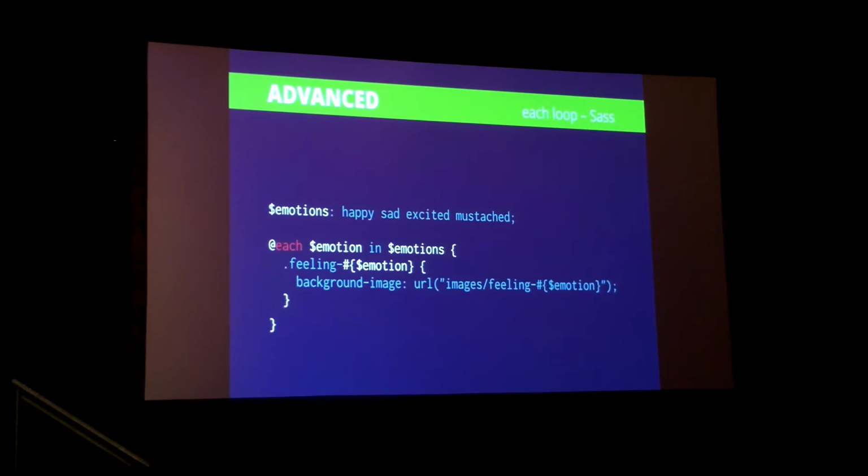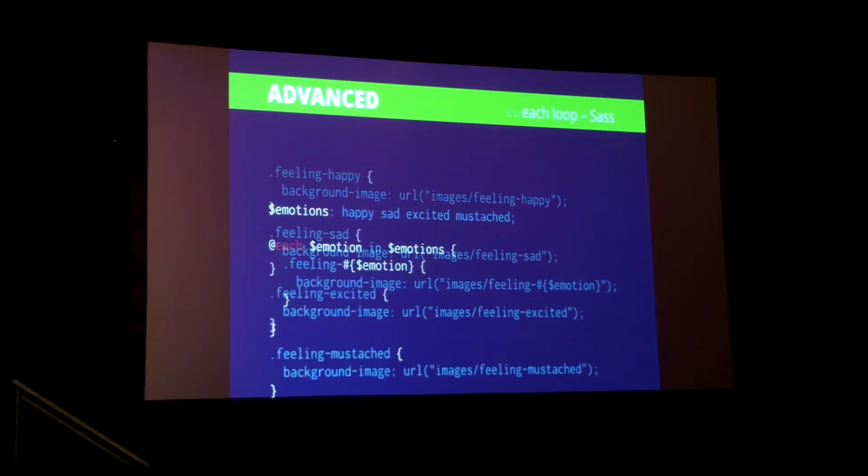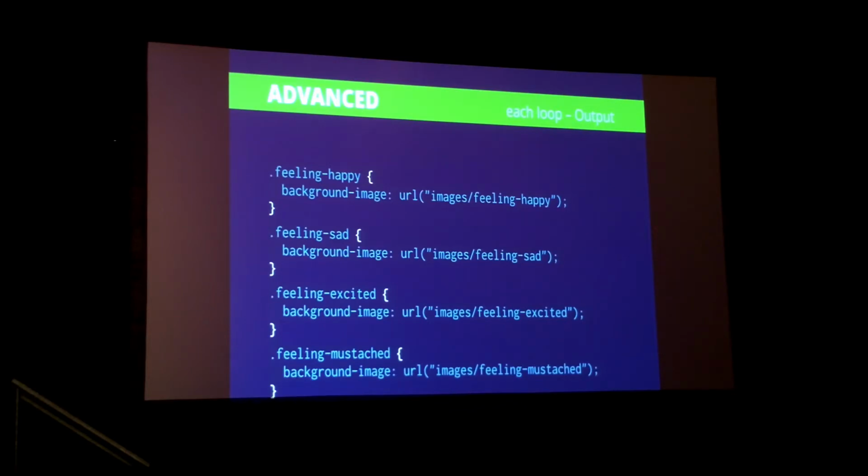Don't render exactly that. And then we're going to create a background image with some images that again have feeling and whatever the emotion is. And again, we're using interpolation to pull in those values. So when it spits it out, that's what we get. We get a class for feeling happy, feeling sad, feeling excited, and feeling mustache.